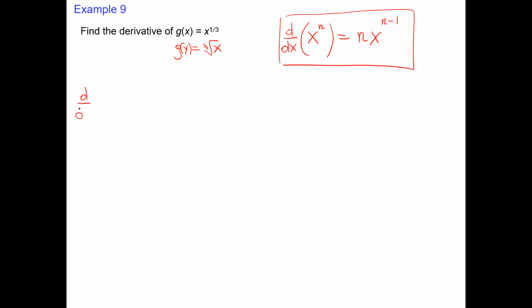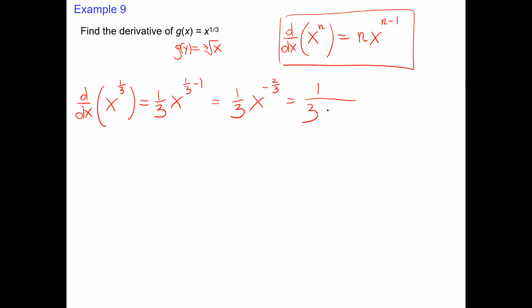Okay, derivative of the function x to the power of 1/3 equals 1/3 x to the power of 1/3 minus 1, which is 1/3 x to the power of -2/3. And we're supposed to provide the final answer without the negative exponent. x to the power of -2/3.